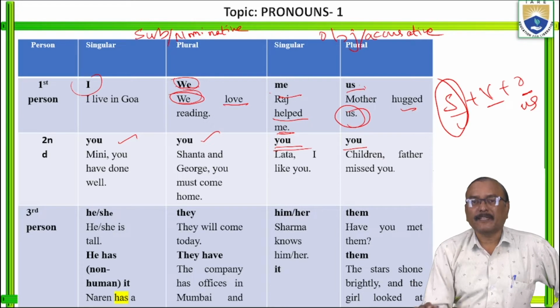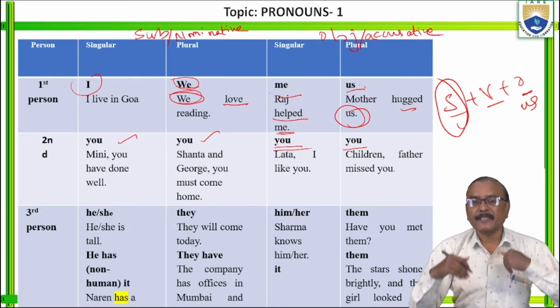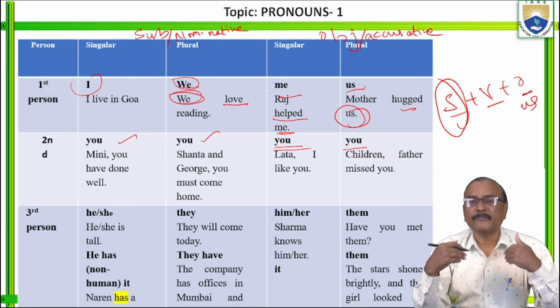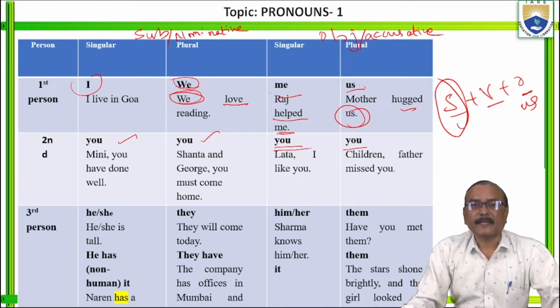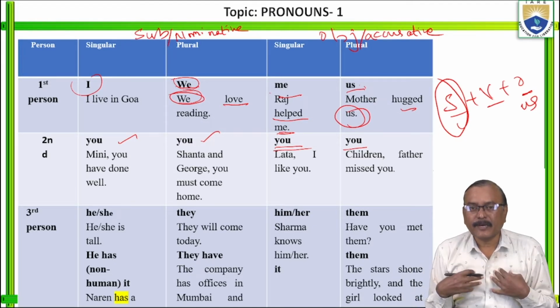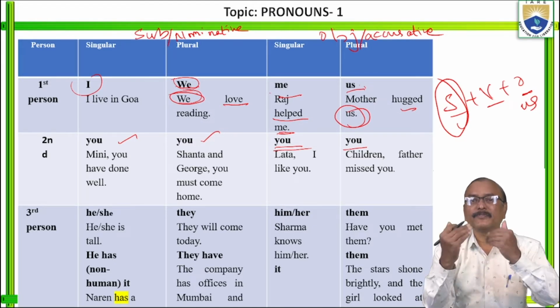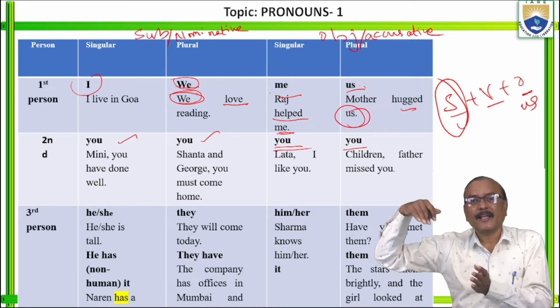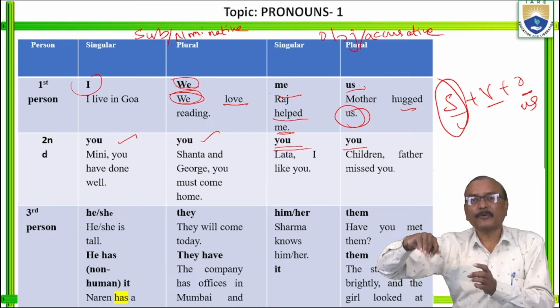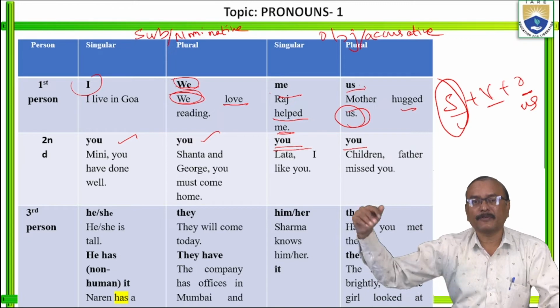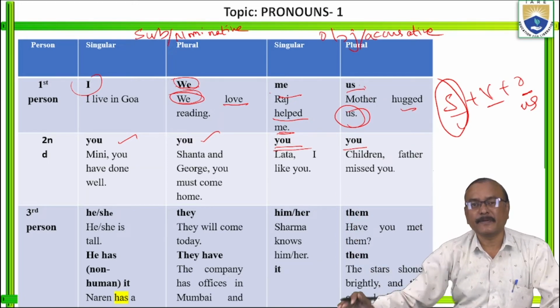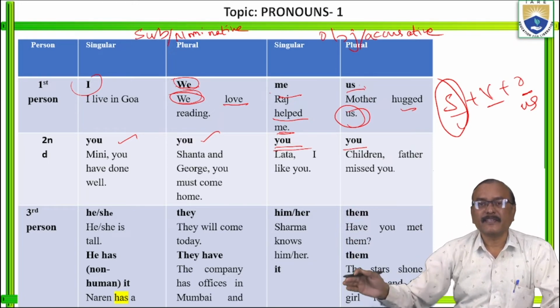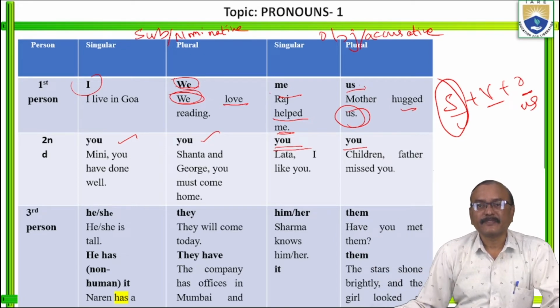So in the second person, it is the opposite person with whom we are speaking. Third person means not the one who is speaking, and not the one to whom we are speaking. It is the third person about whom we are speaking. The person about whom we are speaking is called the third person: he, she, they. Is it clear?